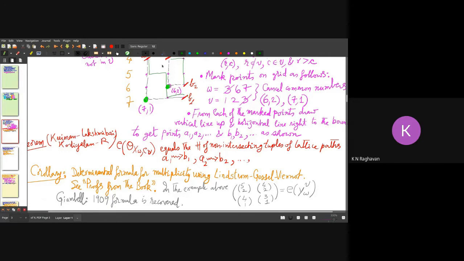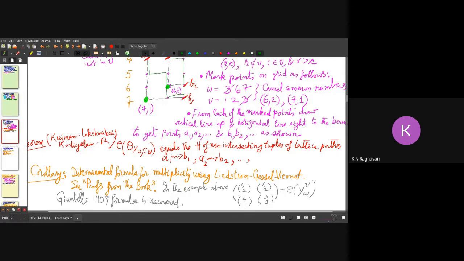Okay? Remember, there is no intersection or anything here. We are just counting all lattice paths from A1 to B1. Similarly, from A1 to B2 is 4 steps, 2 of which are to the right. So that's 4 choose 2. From A2 to B1, it is 4 steps, out of which 1 is to the right. That's 4 choose 1. And from here to here, it is 3 steps, out of which 1 is to the right. So that's 3 choose 1. And so you get this determinant formula.